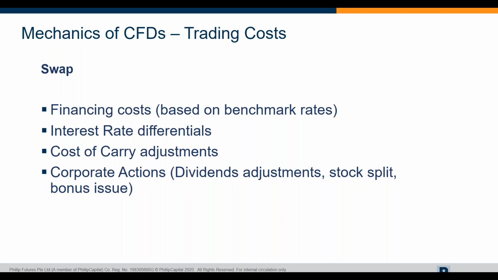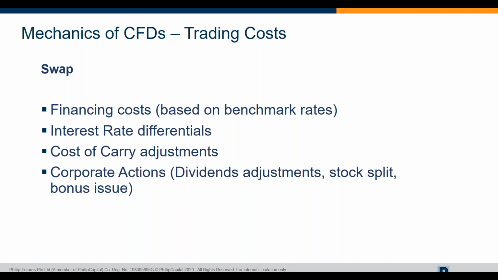Next, we also have something called the cost of carry. Cost of carry means different things depending on what asset you are trading. For commodities, you have to pay a cost of carry such as storage cost, and for equities, you would need to pay a cost such as a dividend. All those would be adjusted. Speaking of equities, we can move on to the next portion, which is corporate actions.